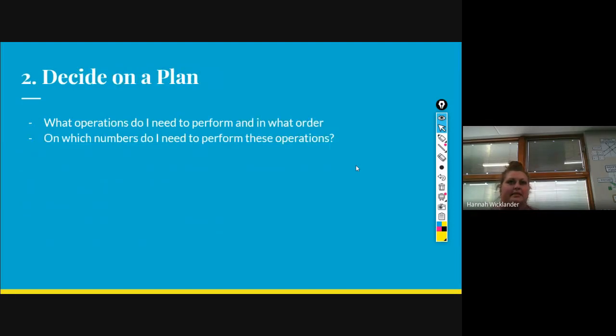The second step is to decide on a plan. So what operations do I need to perform and in what order? Do you need to just do addition because the story says increase or combine, or do you need to do division and multiplication, and in what order? Does it make more sense to divide first or multiply first? Those are just some examples. And then on which numbers do I need to perform these operations? Sometimes the story problem will give you 5 numbers, but you only need 2 of them to solve the problem. That's what that means.